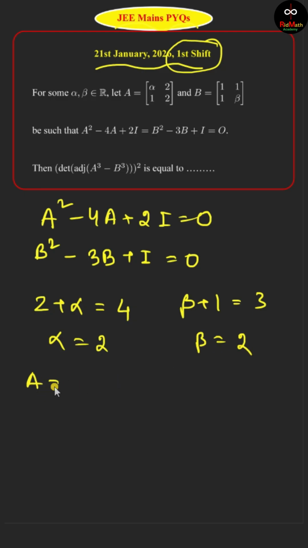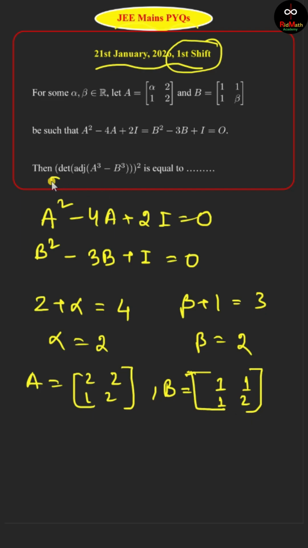So the matrix A is equal to 2, 2, 1, 2, and the matrix B is equal to 1, 1, 1 and 2. Now we have to find out this expression.